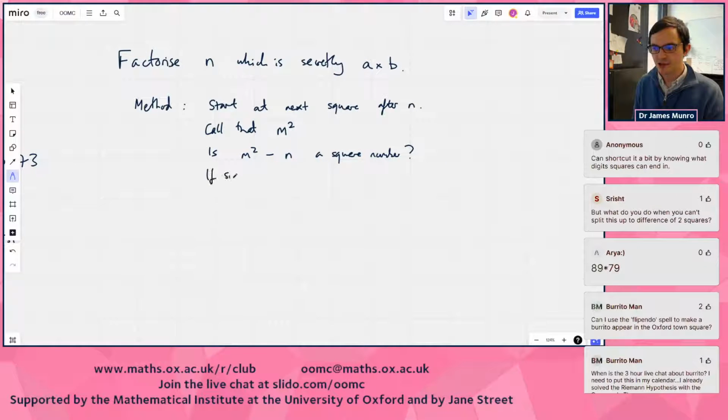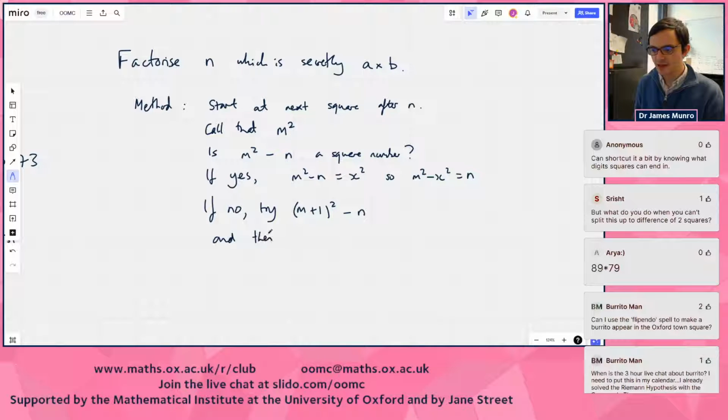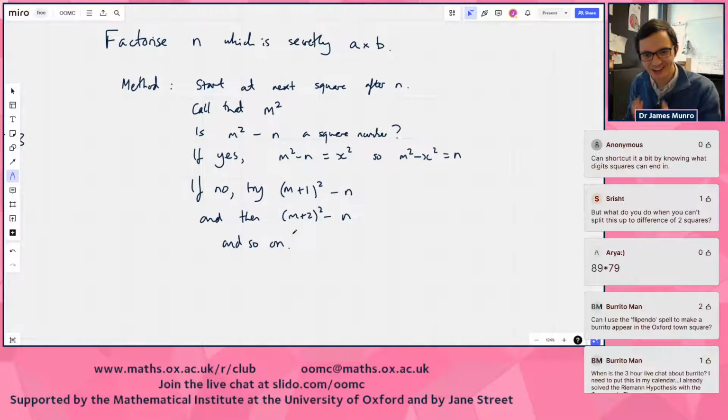And then if yes, m squared take away n is x squared, and then we've got the difference of two squares thing that we've seen now a couple of times. But we also have a kind of backup plan. If no, try m plus 1 squared minus n, and then m plus 2 squared minus n, and so on. And this is not quite written out like pseudocode or like very rigorous mathematics. Maybe you can type this up at home.